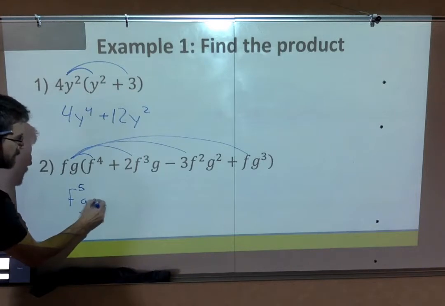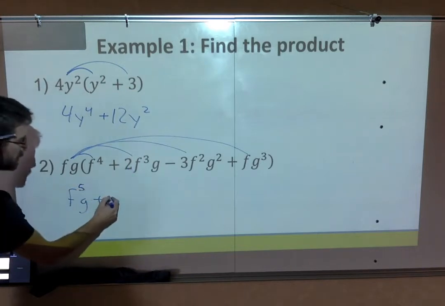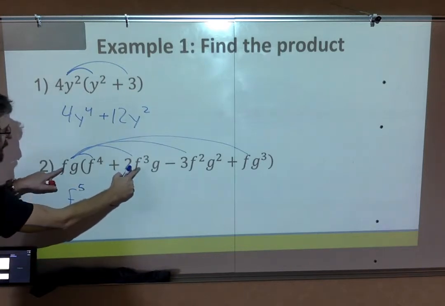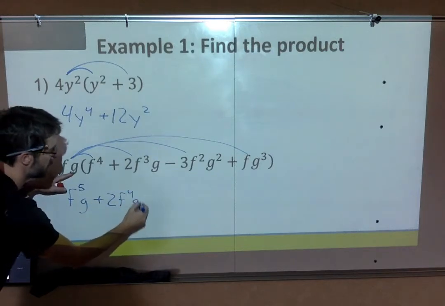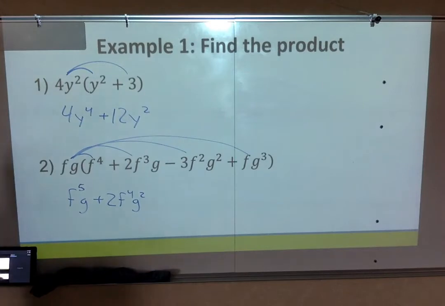All right, fg times this term is 2. F times f cubed is f to the 4th. G times g is g squared.